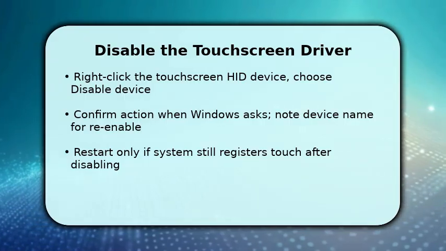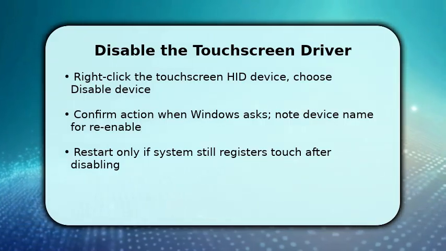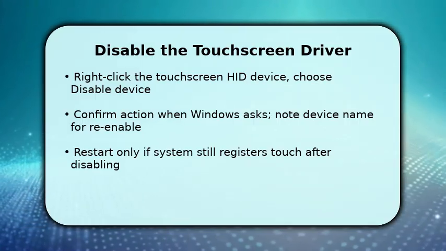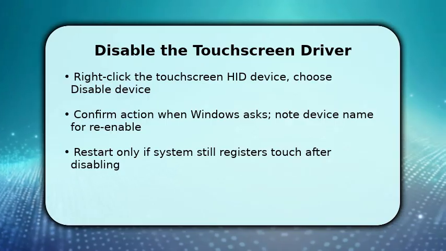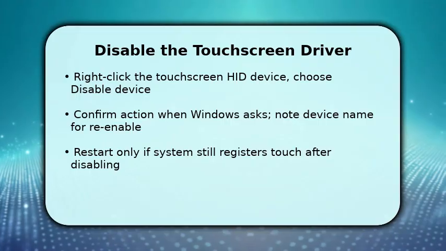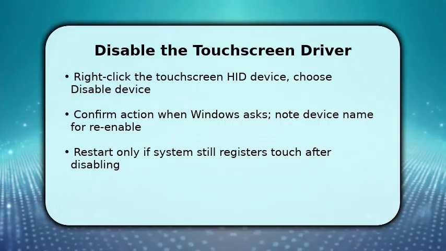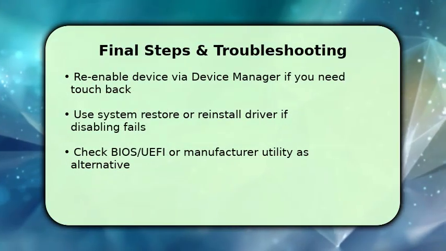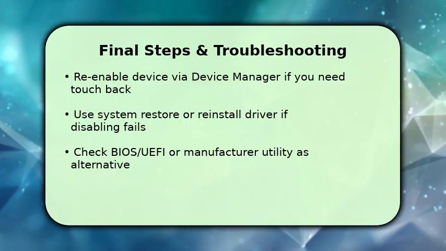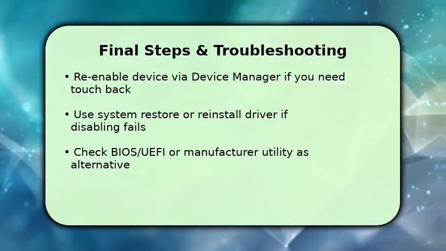If touch stops, great. If touch persists, try disabling other HID entries that mention touch or vendor ID, one at a time. Make sure not to disable unrelated input devices, like your keyboard or trackpad, unless they're clearly labeled. To finish, verify touch is off and then close Device Manager. You can re-enable the device later by right-clicking and choosing Enable Device.